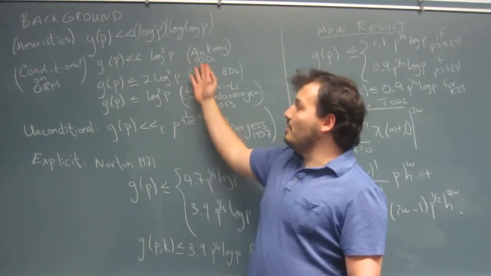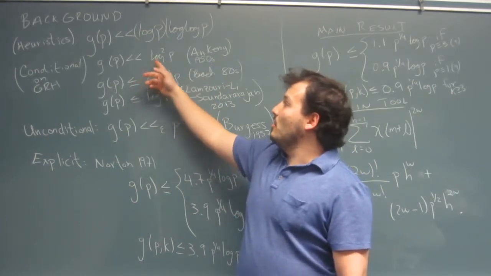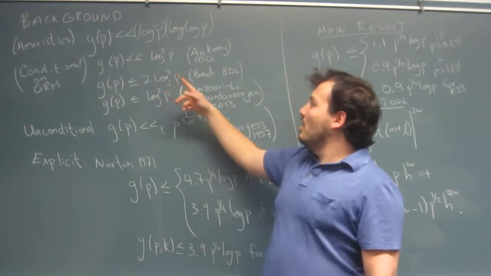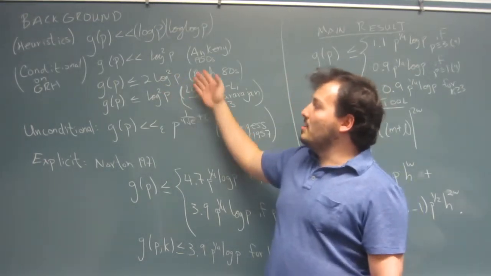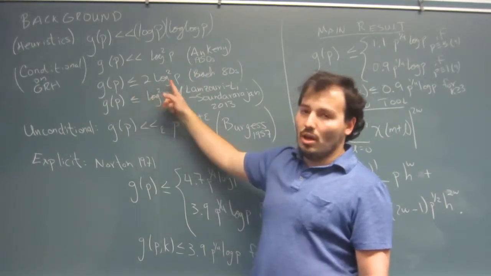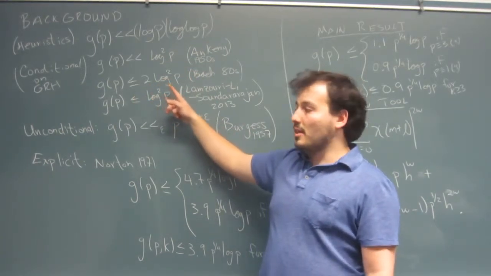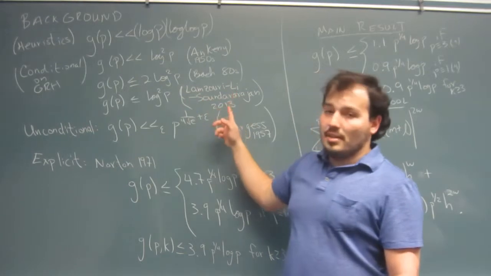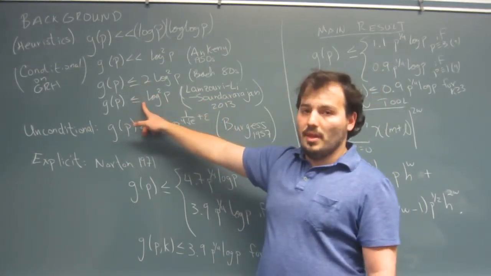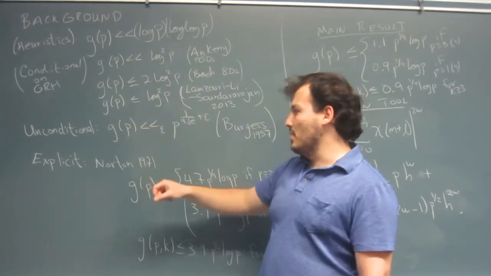Then Ankeny in the 50s showed that you can change this to log squared p, so almost what we expect. Eric Bach in the 80s made this estimate explicit by showing that it's less than or equal to 2 log squared p. And then recently, last year, Lamzouri, Li, and Soundararajan improved this by changing this 2 to a 1. And they also improved what happens asymptotically.